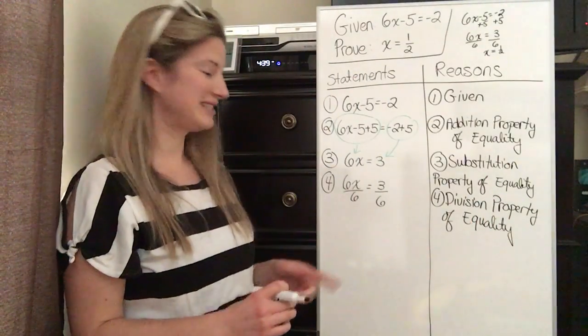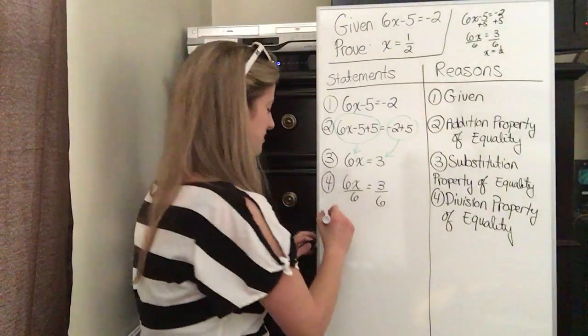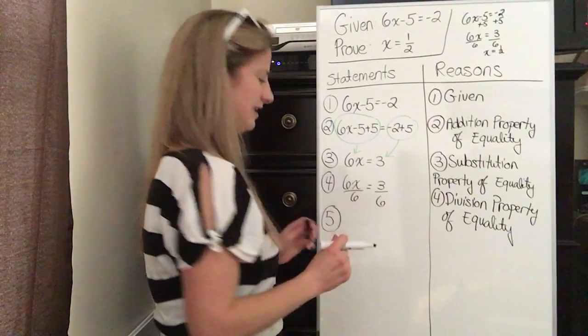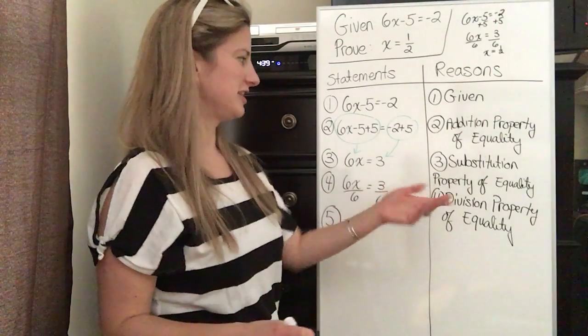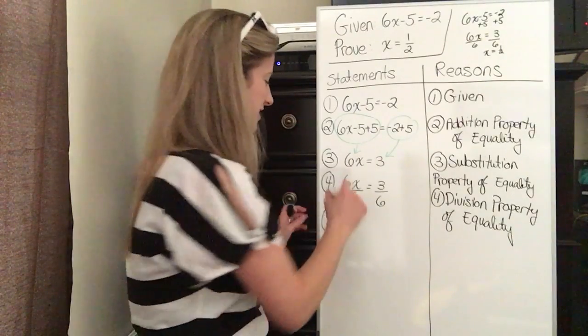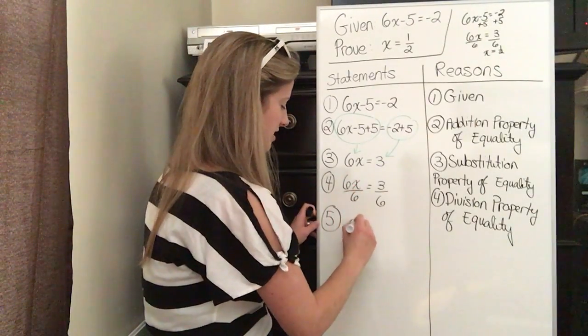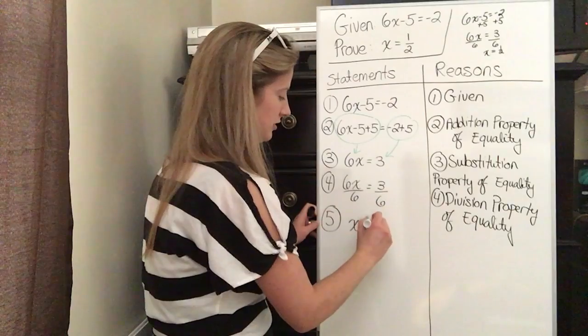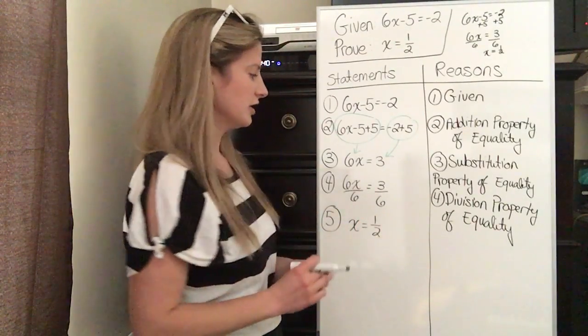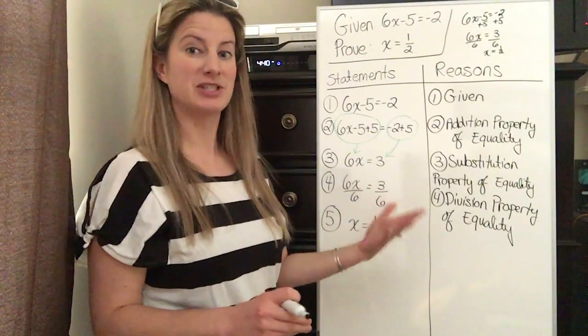And we are almost done. All we have to do is simplify or use the substitution property of equality. So this simplifies to just x, and this will reduce to 1/2, okay? And then the reason for that is substitution.